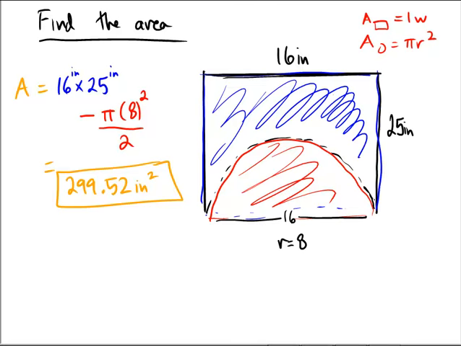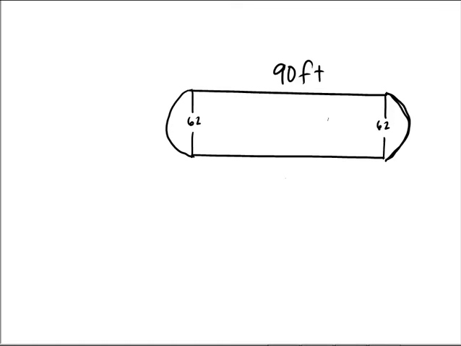Okay, so why don't you pause the video or review it, look at it again, and see if you can try this problem on your own. This problem looks like it has a rectangle that is bordered on each side by a half of a circle. So we're going to use the same formula.